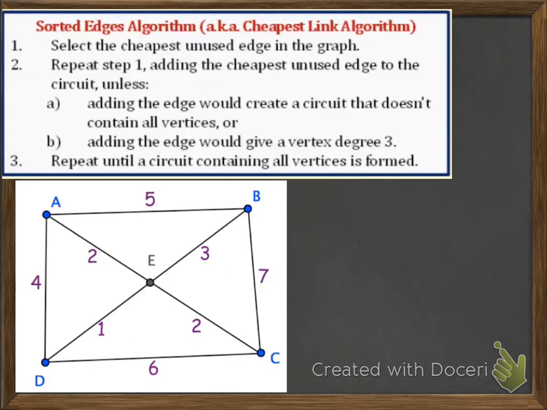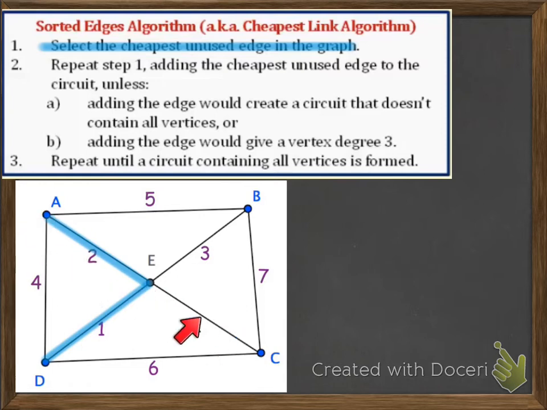So let's look at an example. So what's the cheapest edge here? This one here, 1. So I'm going to go ahead and highlight that one. So that's 1. Now I'm going to look for the cheapest edge, which is this one, 2. Okay, I'm going to keep going.